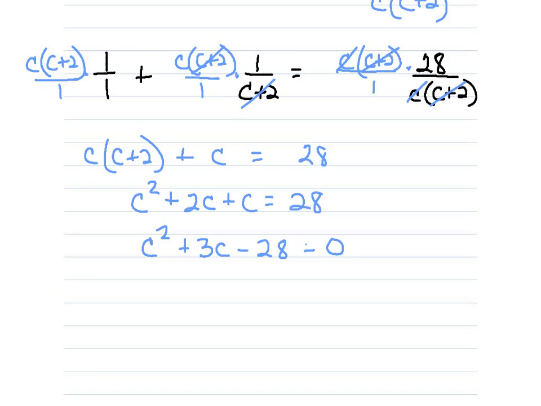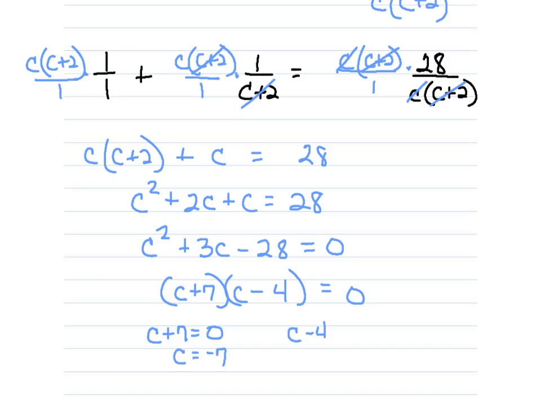Now we can go ahead and factor. I have two numbers. Their product is negative 28 and their sum is 3. So I know those numbers are positive 7 and negative 4. And let's solve for each solution. If c plus 7 equals 0, then c is negative 7. If c minus 4 equals 0, I know that c equals positive 4.